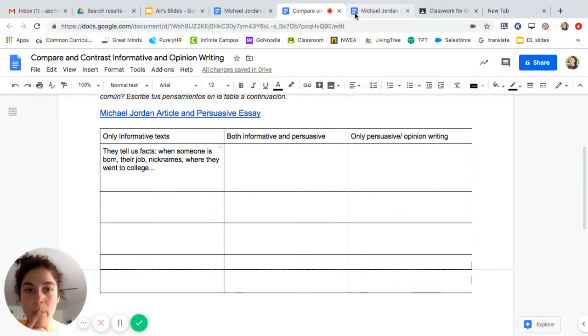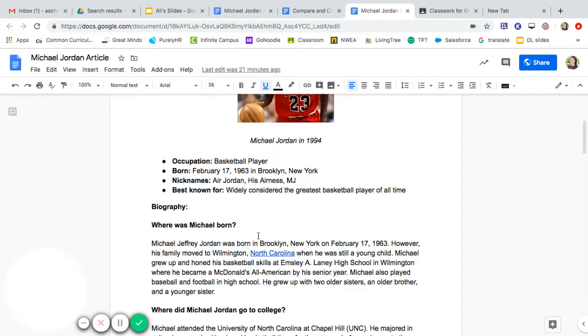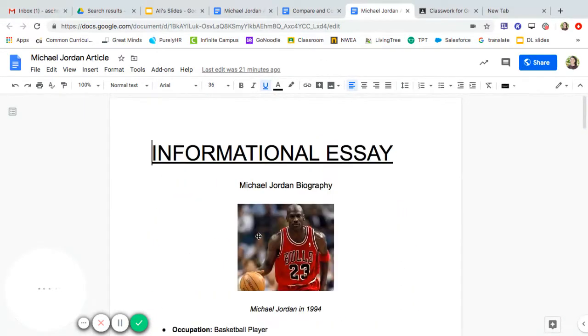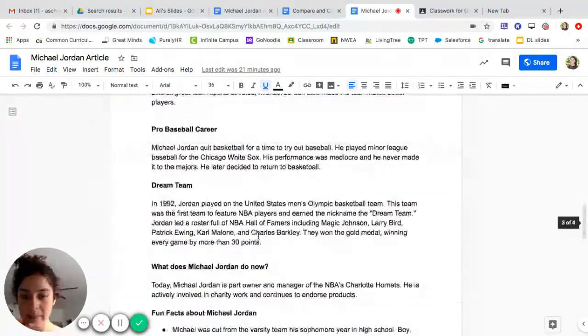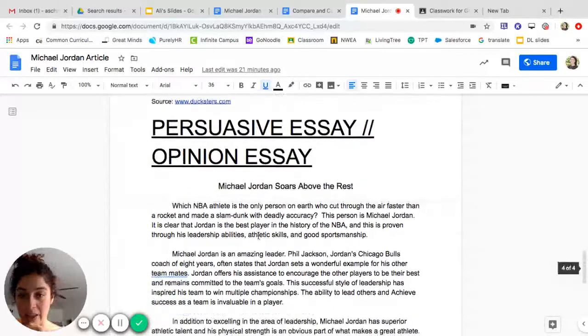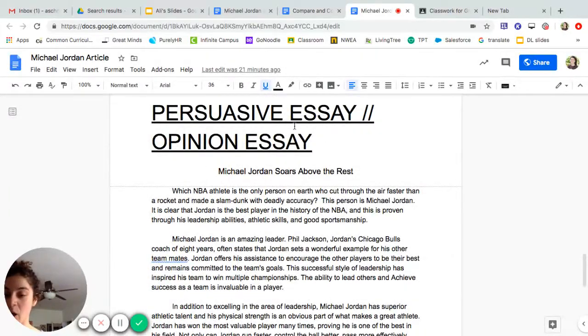Now, if I go back to that document where informational text is all about Michael Jordan, if you scroll down in this same document, there'll be a new title called Persuasive Essay or Opinion Essay. Now, I want you to think about what makes this piece of writing different from the article. How is this different from an informational text? Okay, I'm going to read through it, and while I read, think that to yourself.